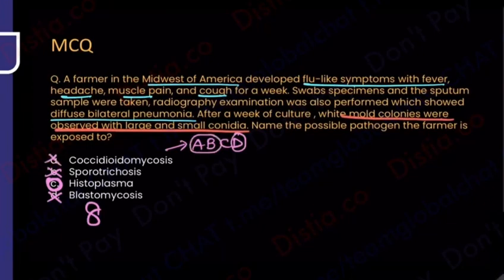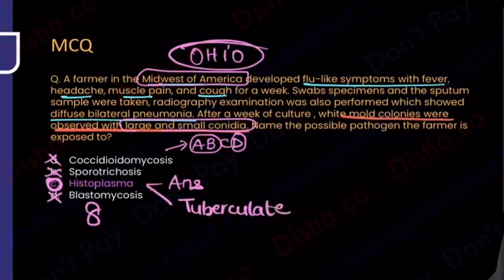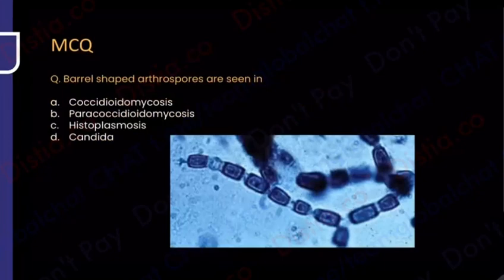So when I talk about the Midwest of America, Ohio definitely comes to my mind, and when I say Ohio, that is going to be histoplasmosis. And can histoplasmosis come to you with large and small conidia? Yes, the large one, I know the name also. The name of the large one is going to be the tuberculate macroconidia, right? So yes, they're very much possible, and there will be microconidia as well, and Ohio is fitting very well, so this is the answer. Coming on to the next question, a simple one.